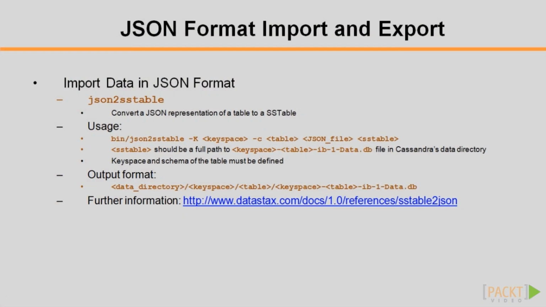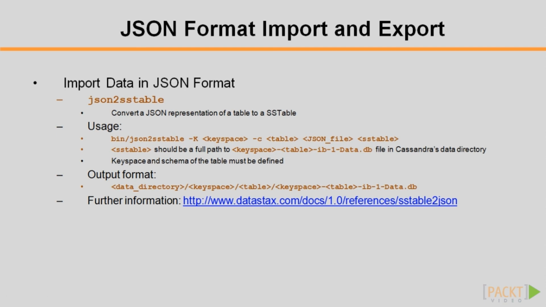On the flip side, json2sstable is provided to convert a JSON representation of a table to an SSTable. Keyspace and table must be specified, and they are not automatically created by this tool, meaning that the keyspace and the table have to exist in the cluster. The JSON file is the source JSON file containing the data to be imported. The SSTable is the full path of the data file to be generated with the naming convention as shown.